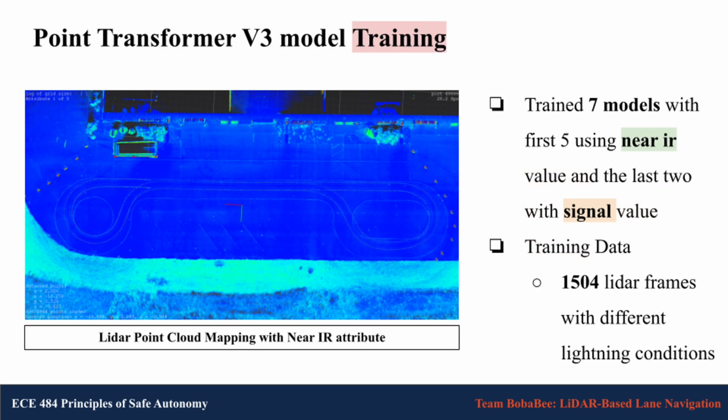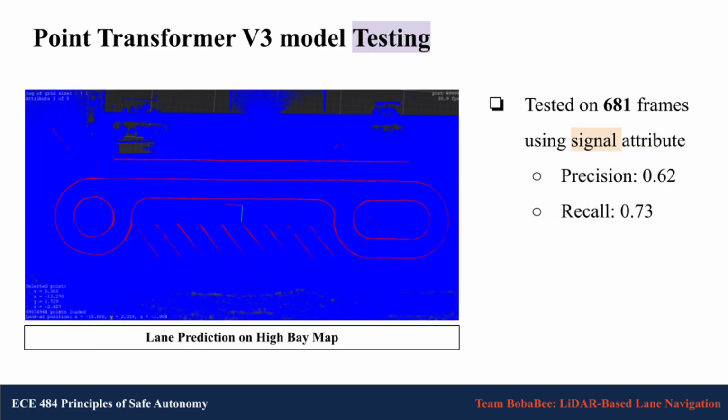For the point transformer model, we trained 7 different models, where the first 5 use the near IR attribute from the Ouster LiDAR, and the last 2 use the signal value. As for the training data, we trained on 1500 LiDAR frames, which consist of different lighting conditions. For testing, we tested on 681 frames using the signal attribute model, and we obtained a precision of 0.62 and a recall of 0.73.